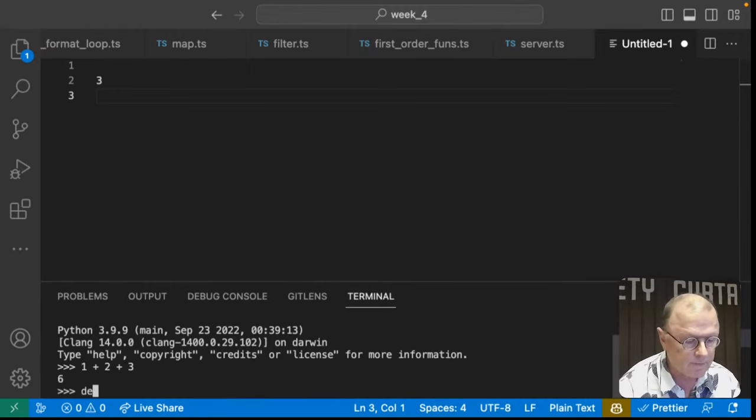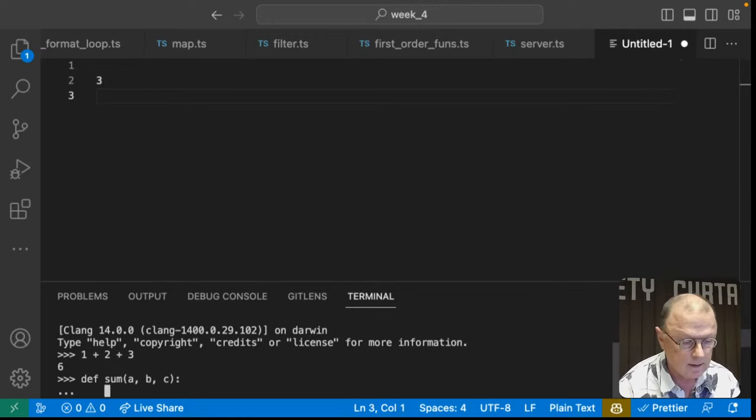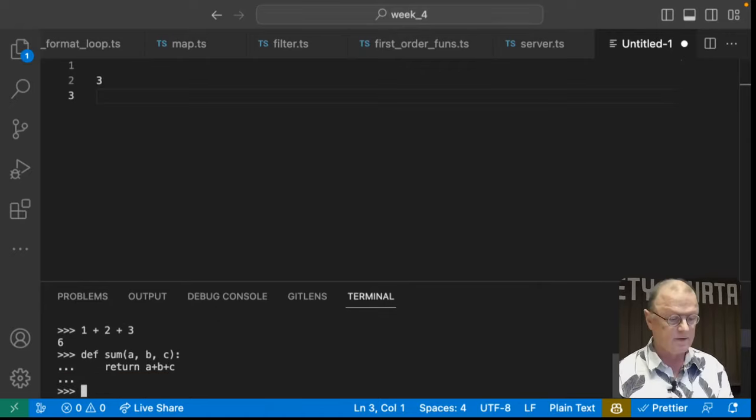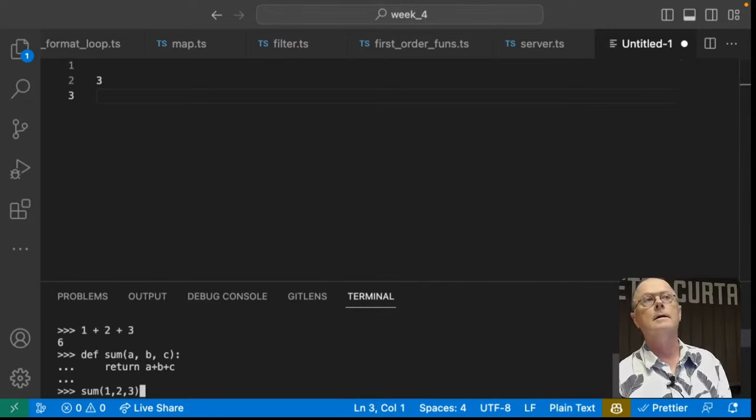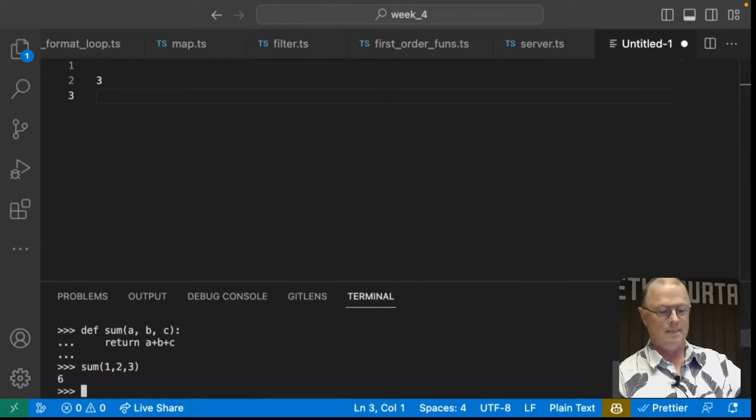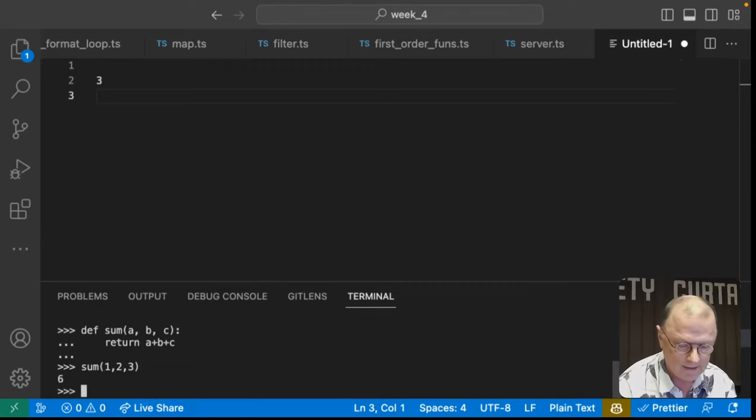So let me write a function to do this. Sum of A, B, C, and I say return A plus B plus C. There's a function. Okay? Anybody think that might be incorrect? No? Good. Let me try it. 1, 2, 3. What should the answer be? Come on, you can do it. Yay! Okay, how about this? What is the sum of 0.5, 0.2, and 0.1?